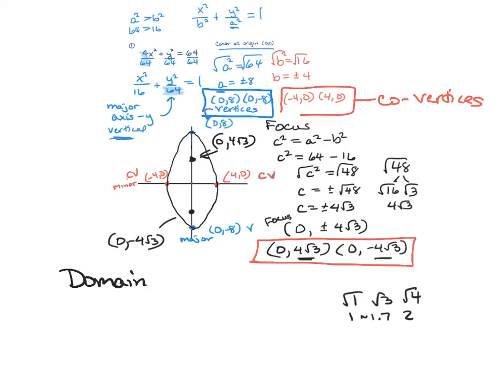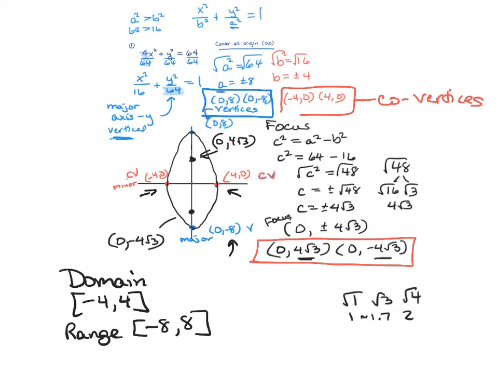So remember, domain is x, so I can see that it goes from negative 4 to positive 4. And the range goes from, it's the y, top to bottom. So my range, the lowest it gets is going to be negative 8, and the highest it gets is positive 8 up here. Let's try the next one.